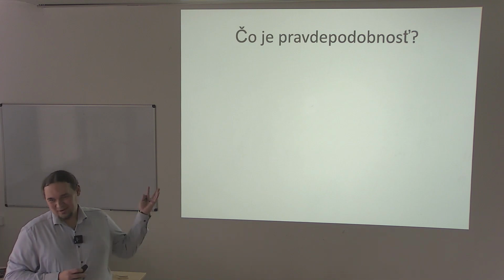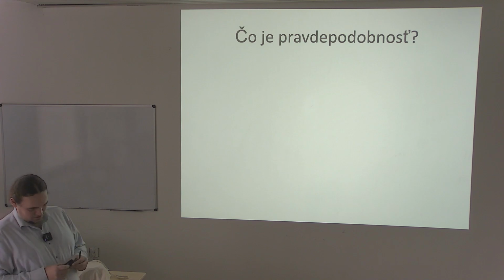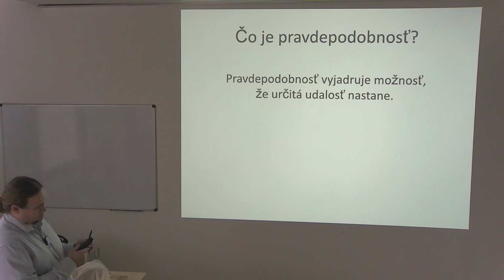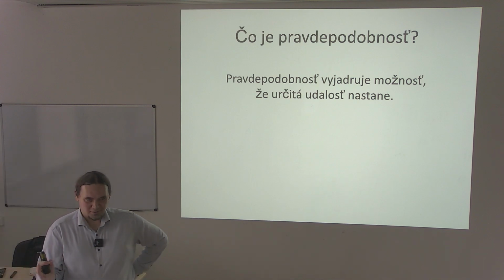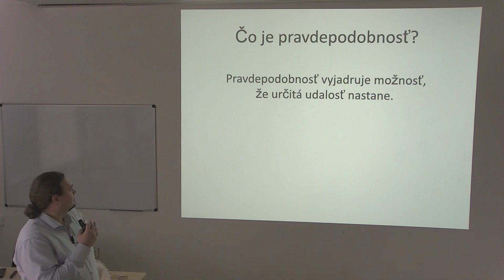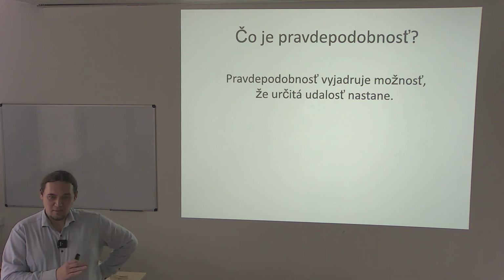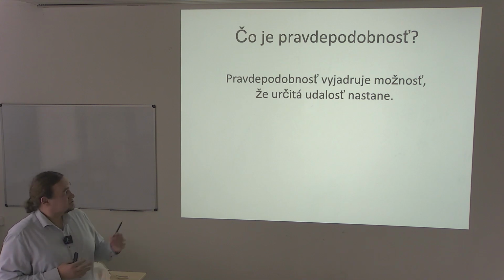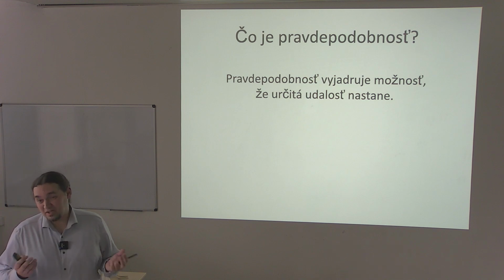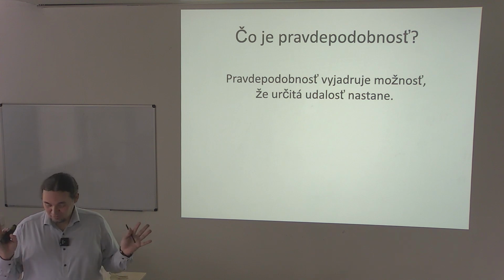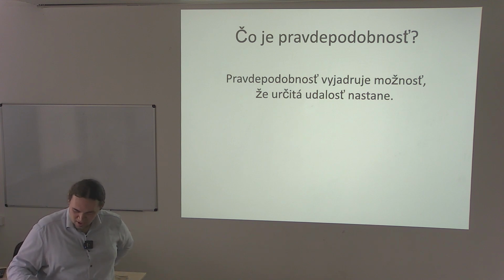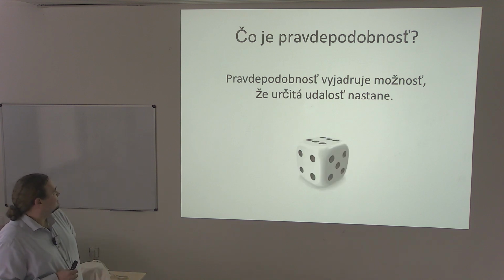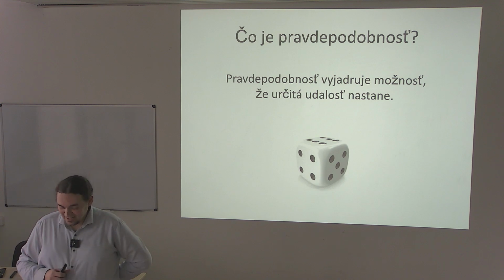So on the way there, what is probability? Well, there is a simple definition. Probability, we know this from high school. It tries to express that some event can happen with a certain likelihood. So it expresses the possibility in mathematical terms from 0 to 1. We know this, and one of the best testing devices is a dice.